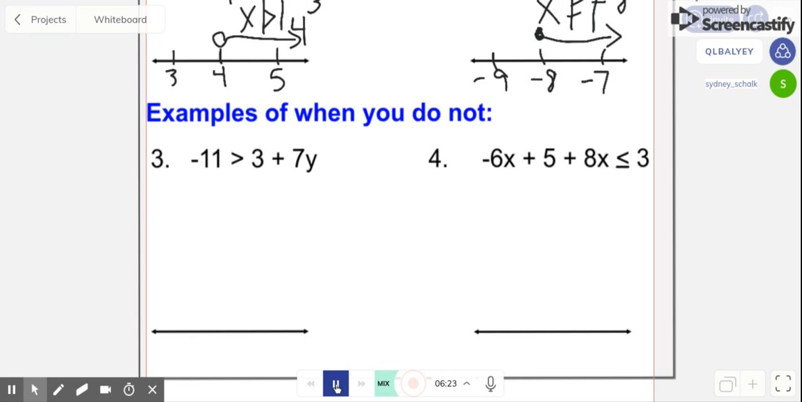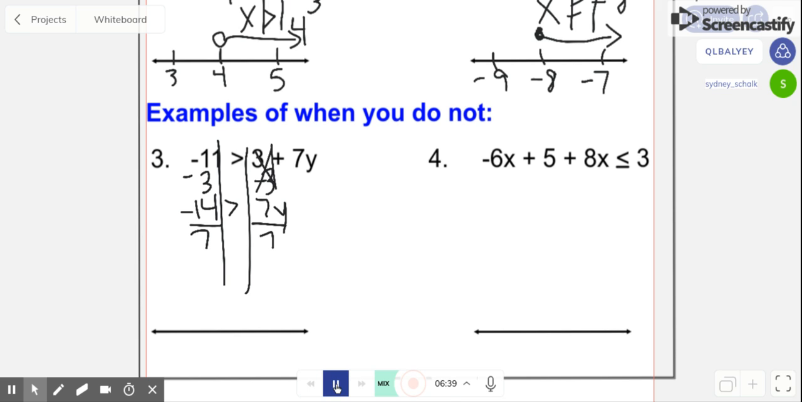Here are 2 examples of when you would just leave the sign as it is. So when we go to solve this, I first want to subtract my 3 from both sides, and I get negative 14 on the left, and I'm left with 7y on the right. Lastly, divide by 7, divide by 7. Well, now I divided by a positive 7, so I'm going to leave that sign as it is.